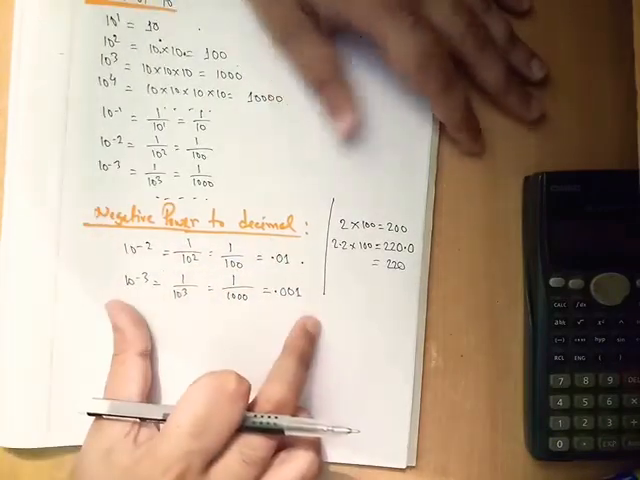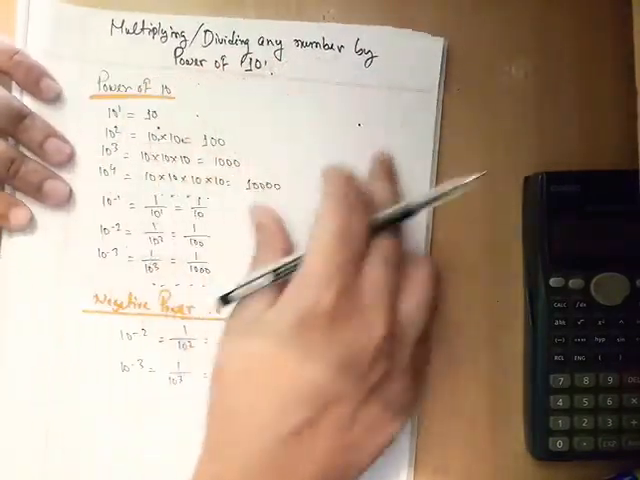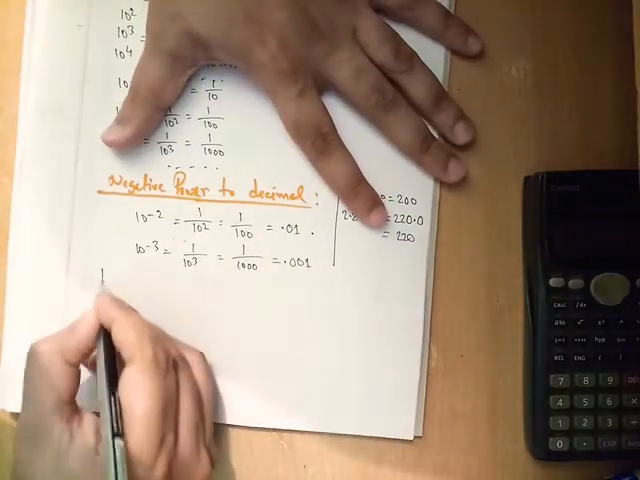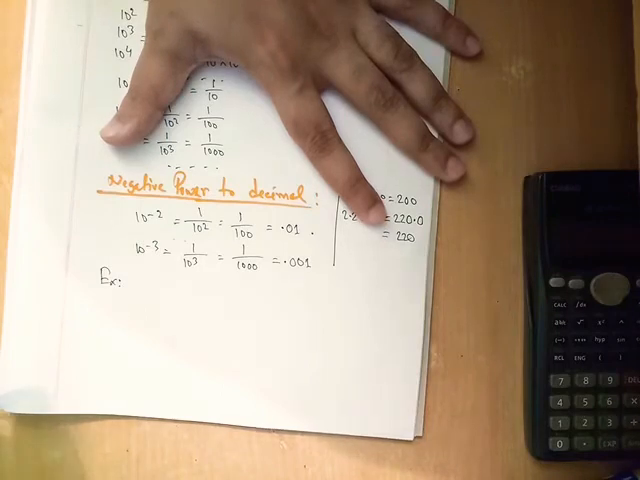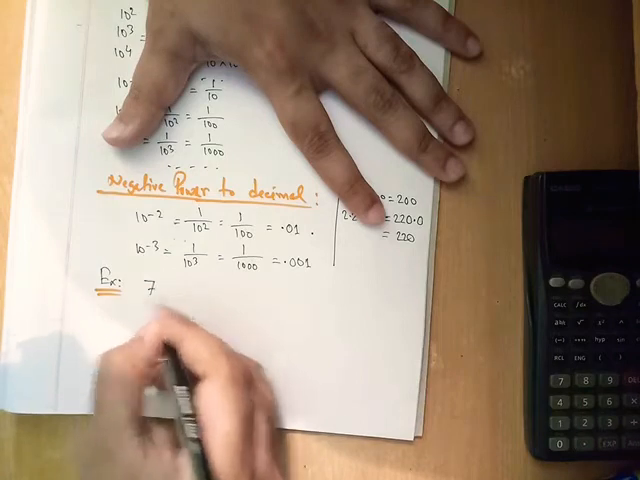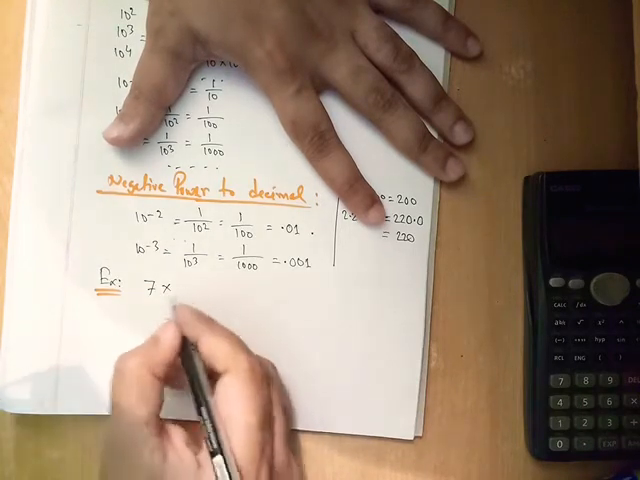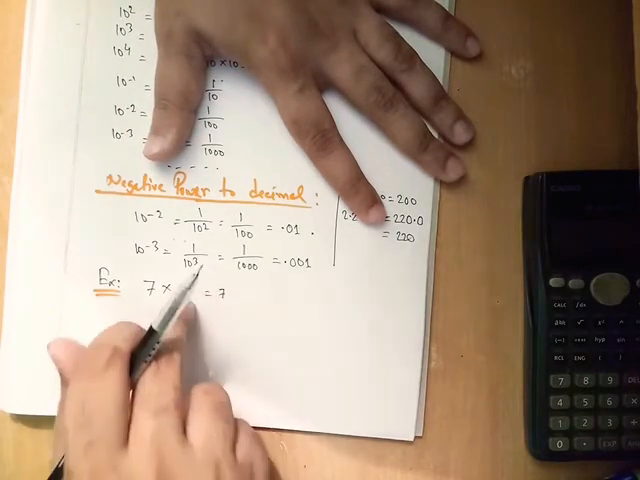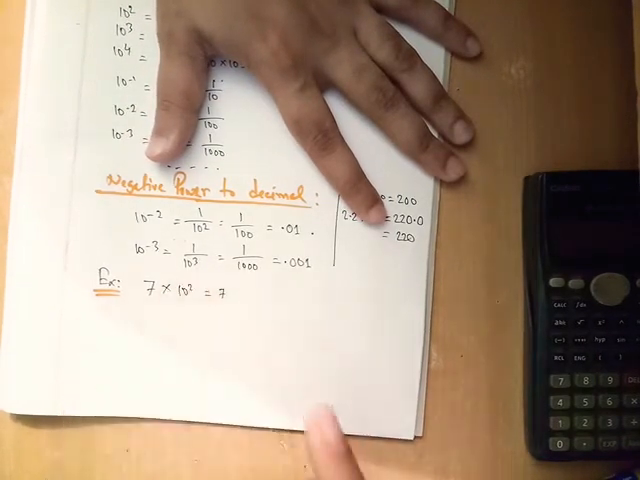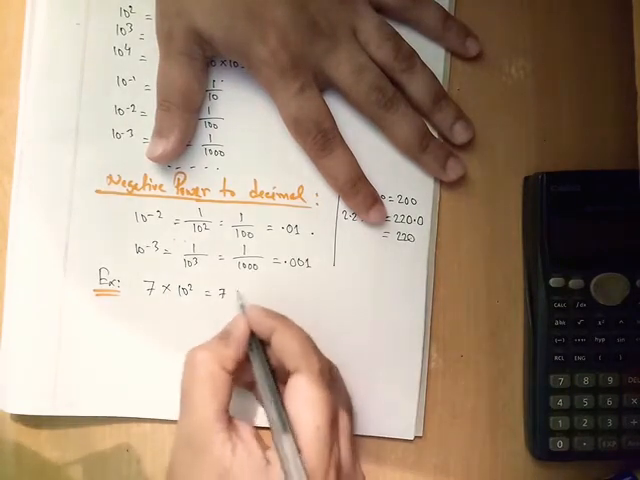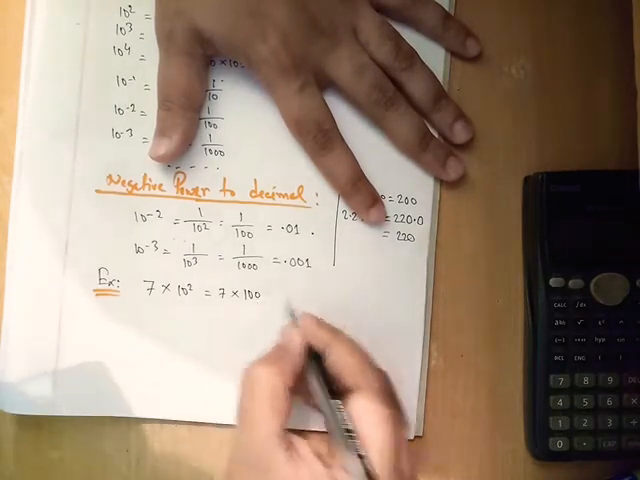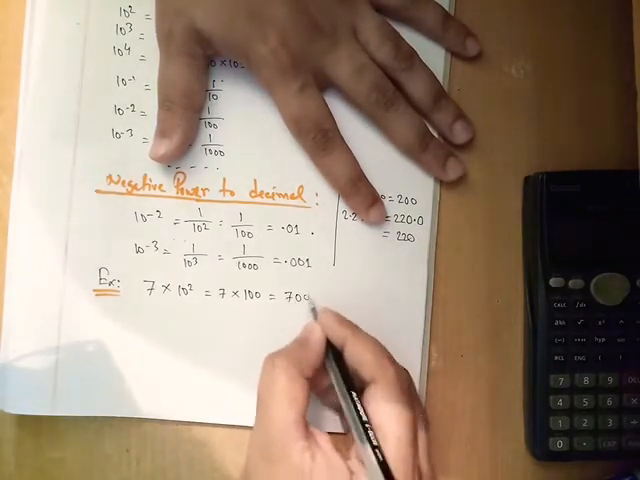So why do we need to do it? Because the topic is multiplying or dividing any number by power of 10. So let's start off with some examples. Okay, suppose I'm multiplying a whole number with a positive power, 10 squared, right? How do I do it? First, expand the power to a basic numeral. So it is 7 into 10 squared, which basically means 10 into 10, which is 100. 7 into 100, and it gives us 700, right?